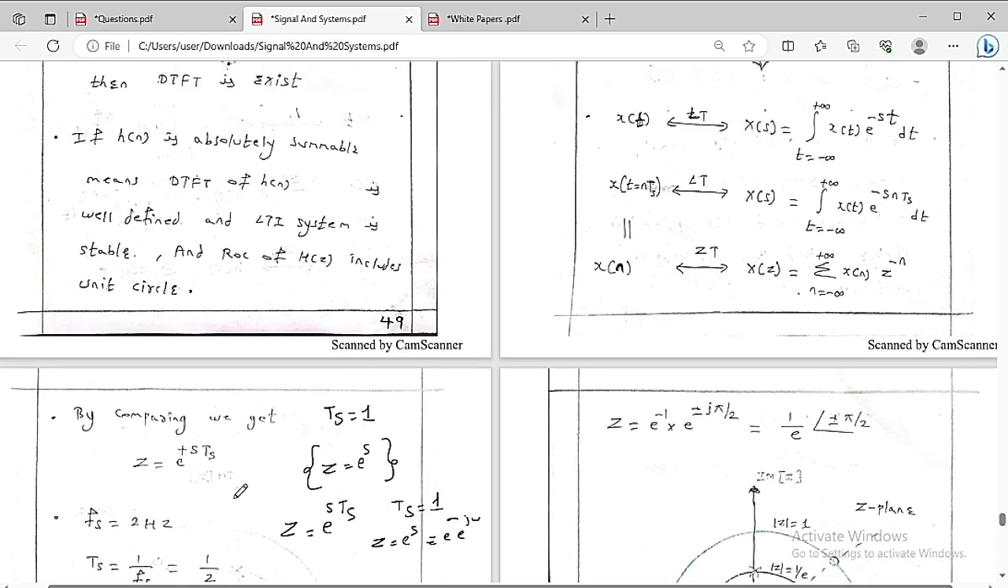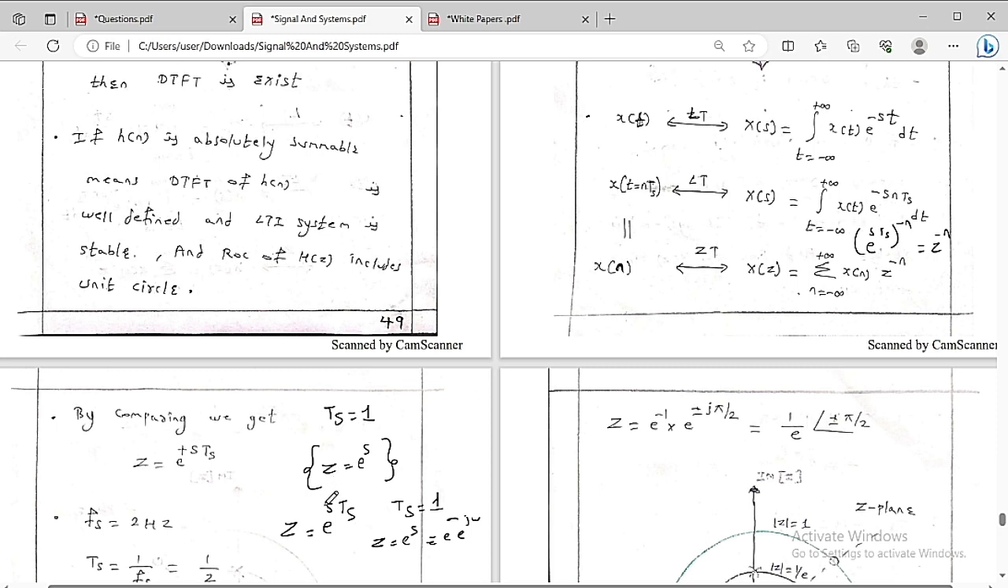That is the reason we have to use the actual formula. That is called z equals e to the power of sTs. So this formula you have to keep in your mind. By comparing, if we replace p by nTs, then by comparing these two equations, I can write z equals e to the power of sTs, e to the power of minus n. So this is nothing but e to the power of minus n. It is called e to the power of sTs.